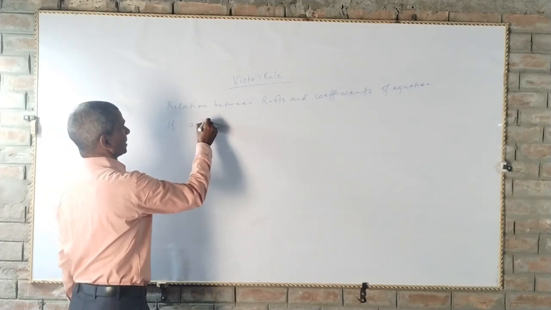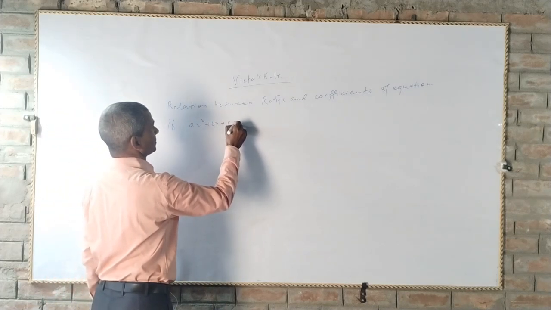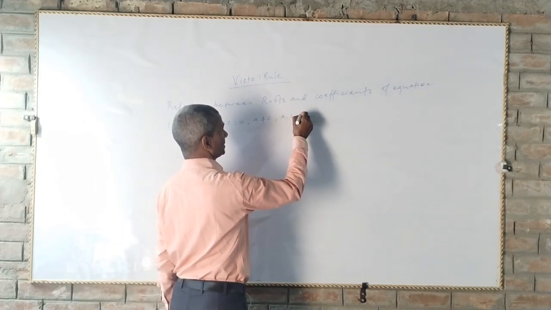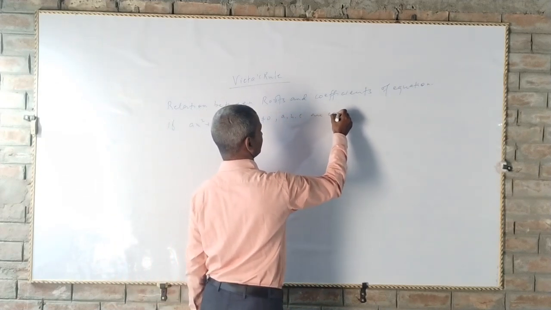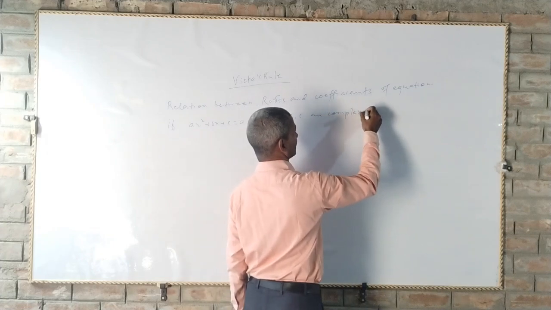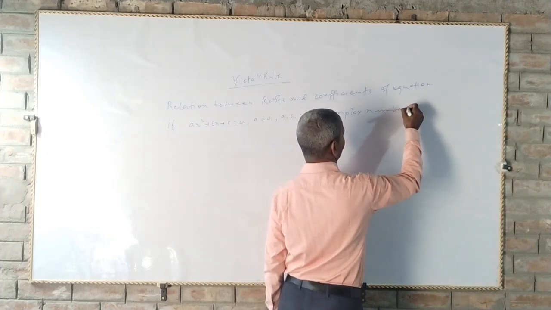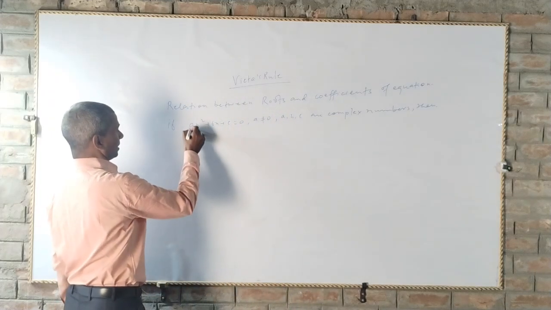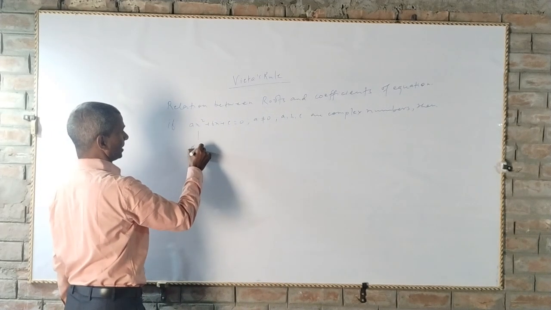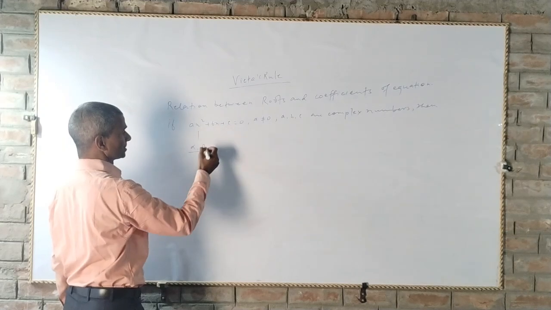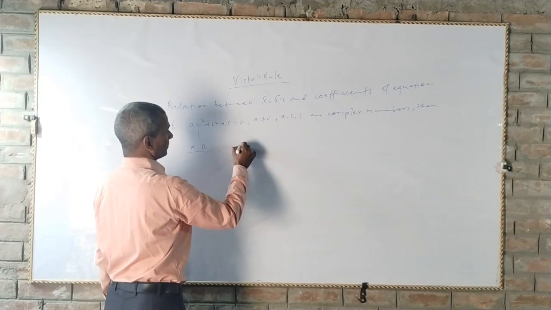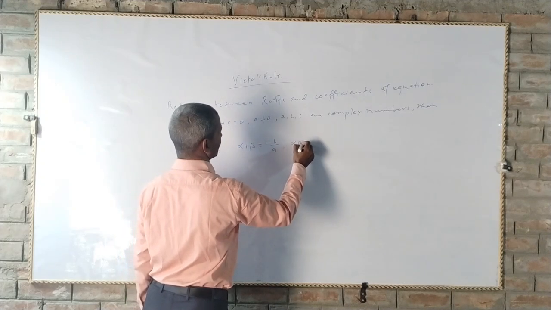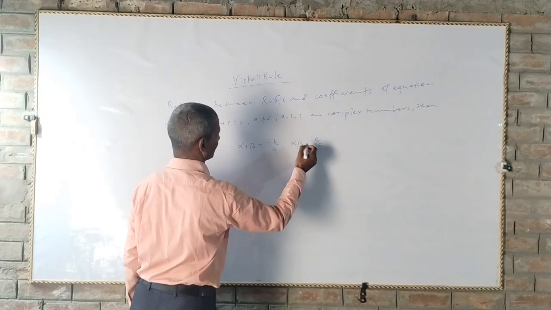If ax square plus bx plus c is equal to 0, and a is not equal to 0, and a, b, c are complex numbers, then if alpha and beta are the roots of this equation, then alpha plus beta is equal to minus b upon a, and alpha beta is equal to c by a.